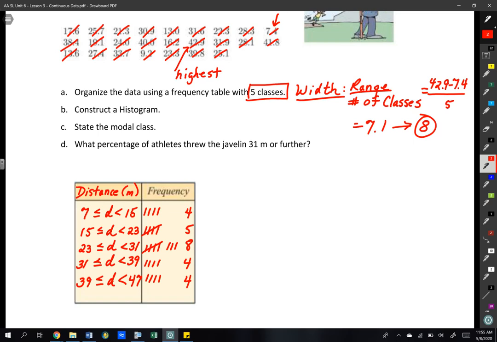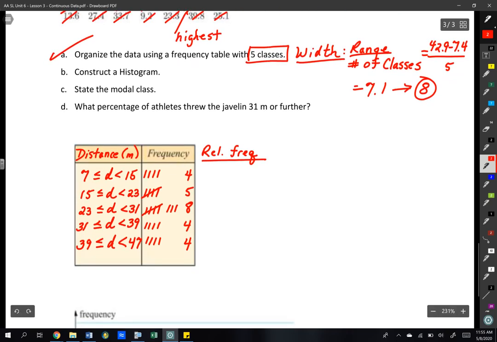All right, now I noticed in letter D, they're asking for the percentage of athletes that threw 31 meters or further. That's going to mean I need my relative frequency. So even though it didn't ask for it in the original question, I'm just going to do another little column here to get myself ready for part D. All right, so we've organized the data using a frequency table. I just want to add the total number of frequencies. 4 plus 5 plus 8 plus 4 plus 4 is 25. That'll help me when I get into, again, part D.